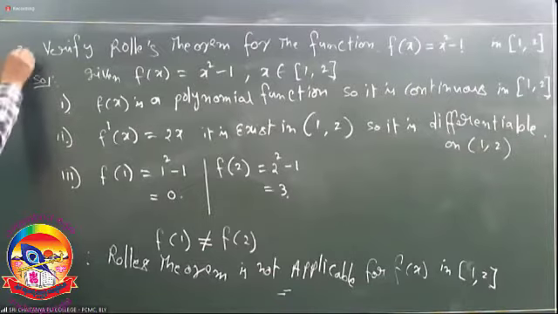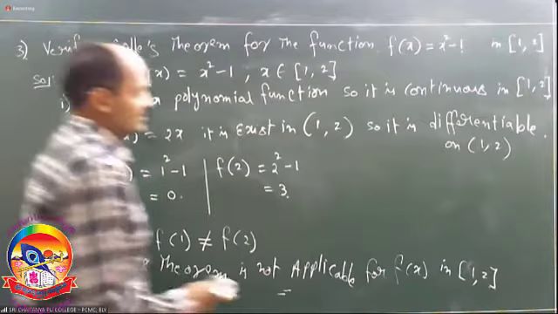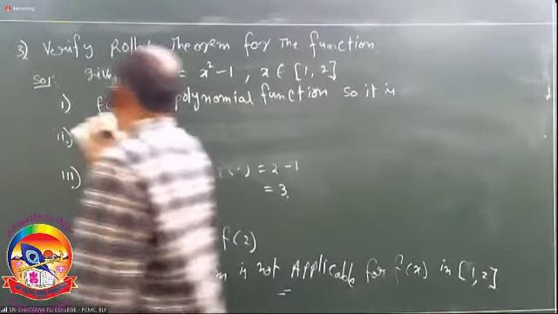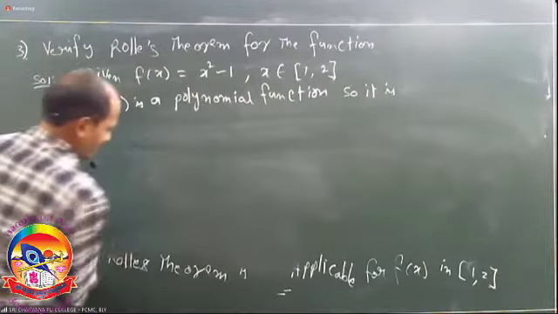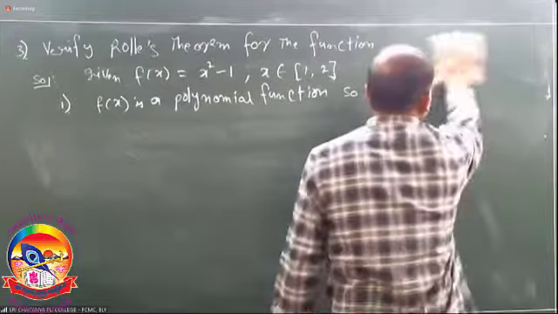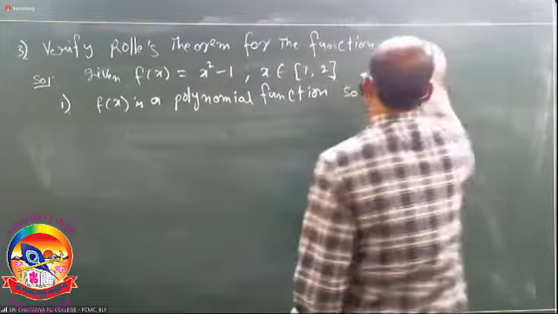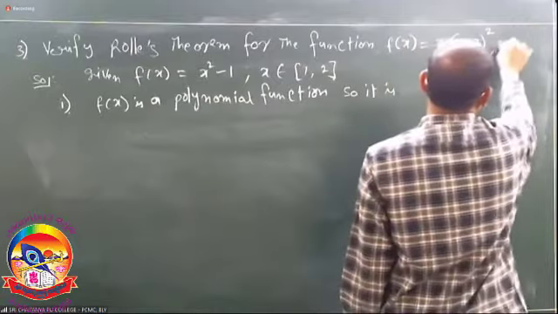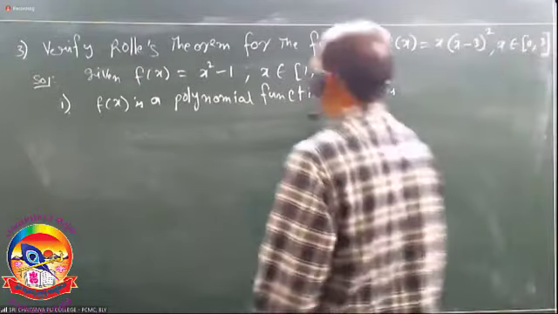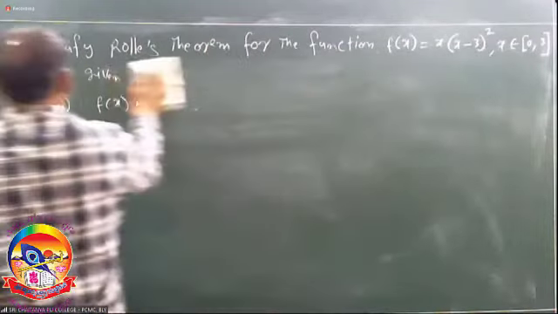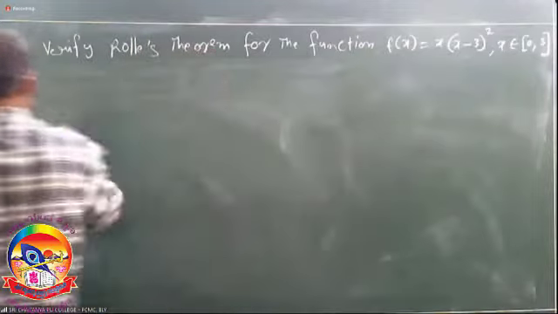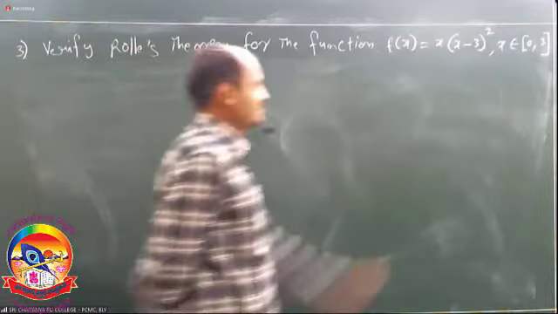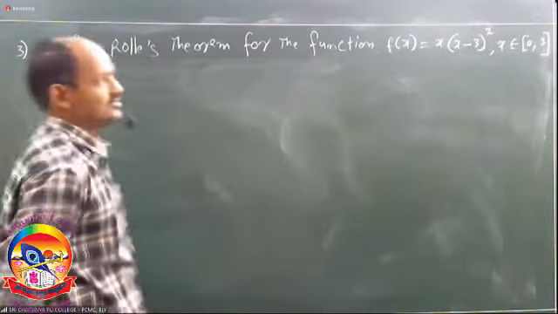Ready. Next, third question. Verify Rolle's theorem for the function f of x is equal to x into x minus 3 whole square, for x belongs to 0 to 3. Okay?